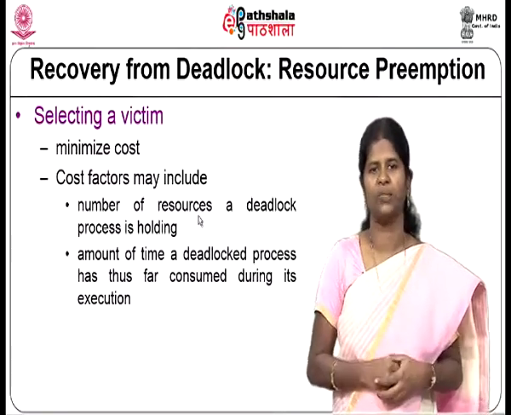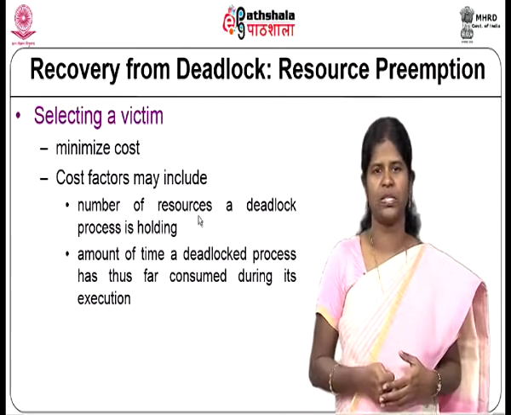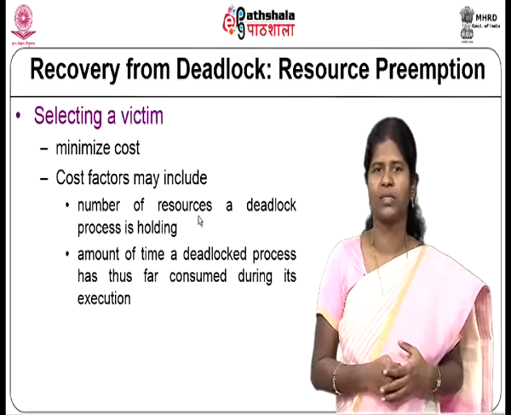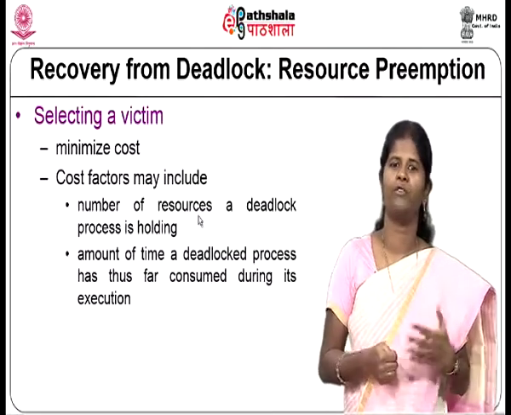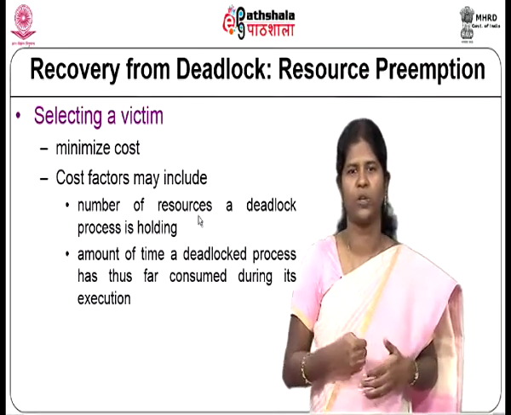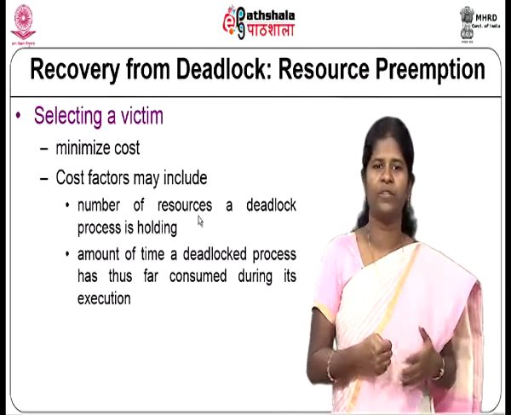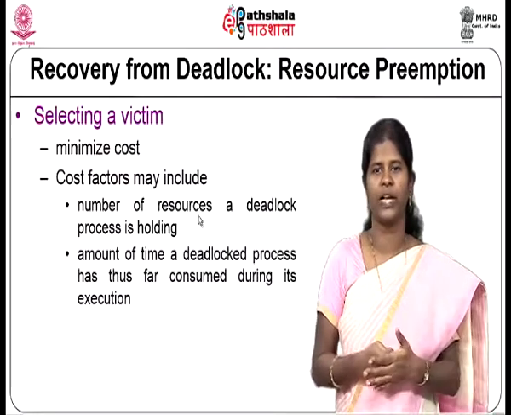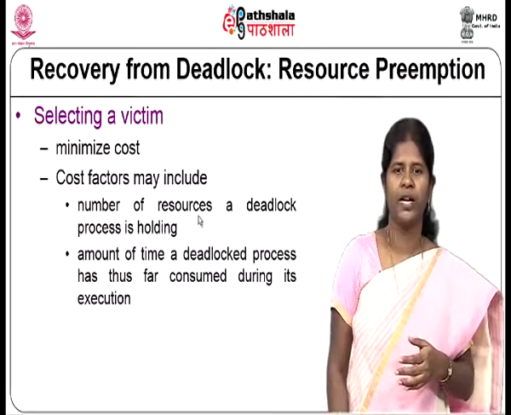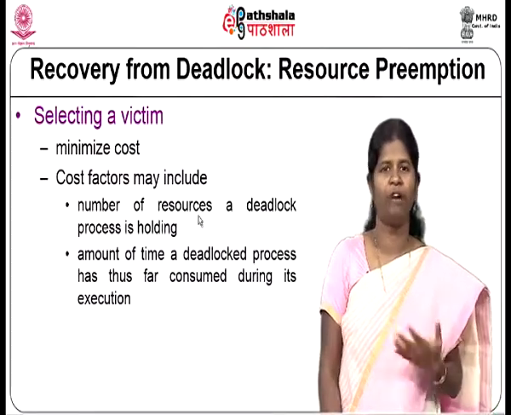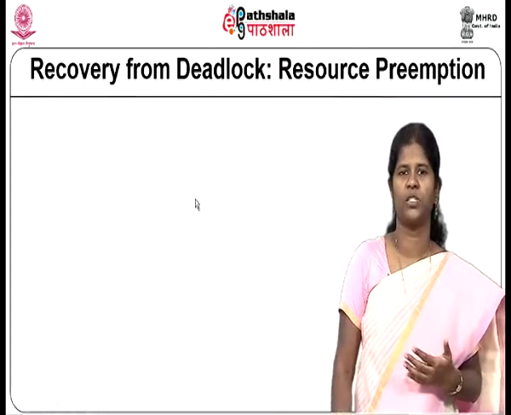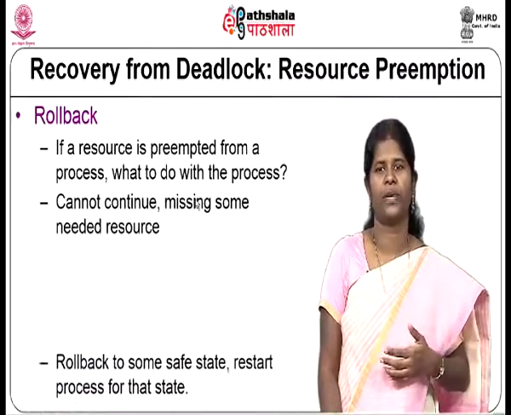So how do you select a victim? You need to select a process in such a way that the cost is minimized. And what is this cost? The cost factors can include the number of resources the deadlocked process is holding, and the amount of time the deadlocked process has thus far executed. Based on this, and maybe other factors, you can decide which process should be chosen for preemption.